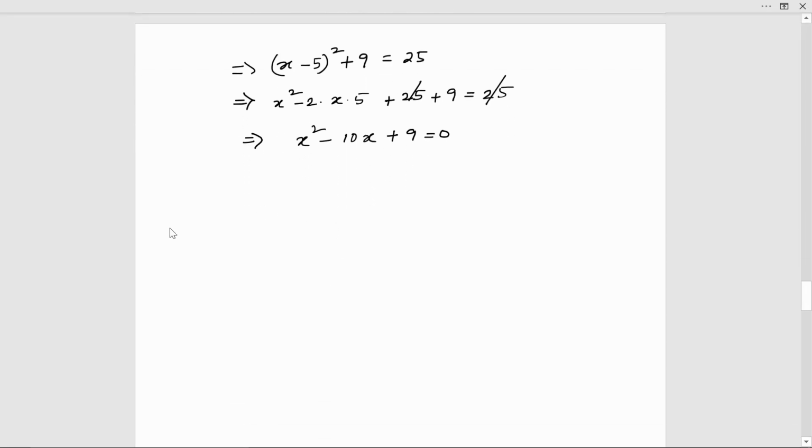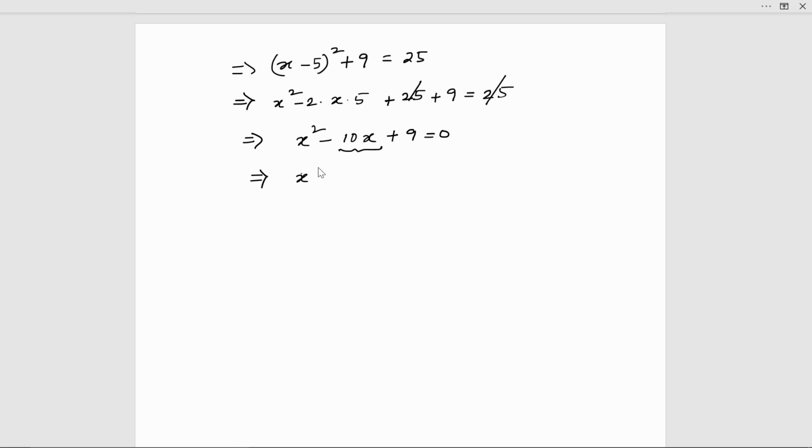So how can we break this equation? You have to break it into middle term factors. This is the middle term. We have to break it in such a way that the product of these two will give the value of +9 here, and also the sum will satisfy this value, −10.